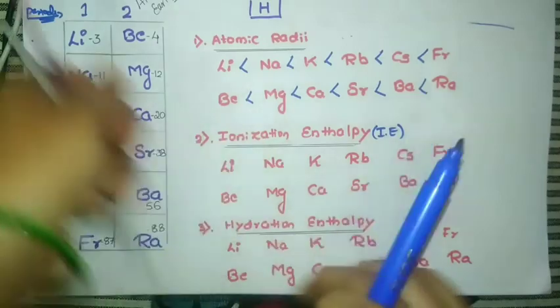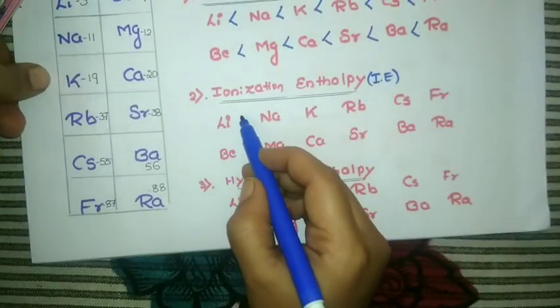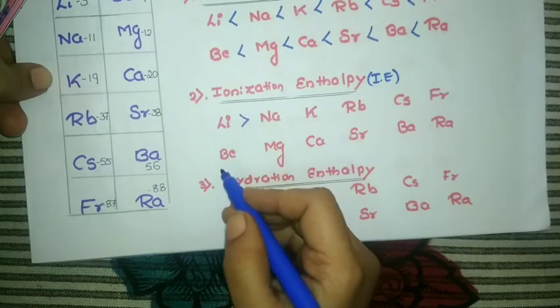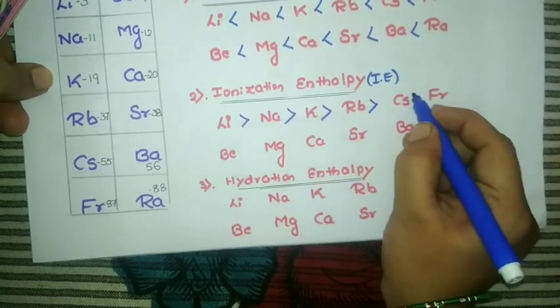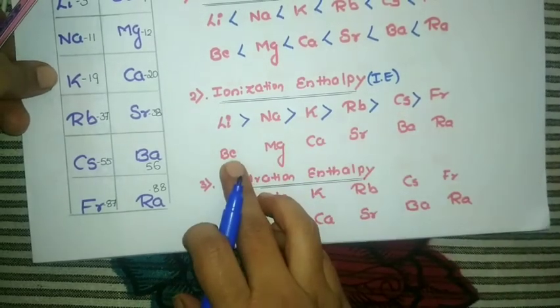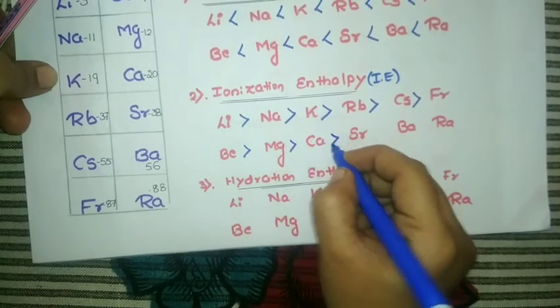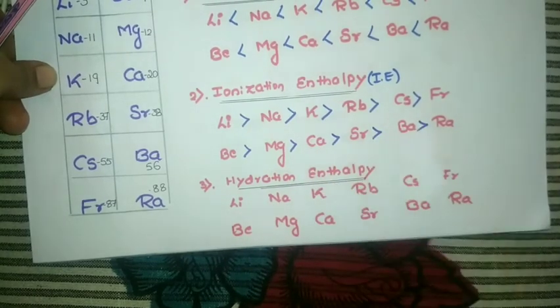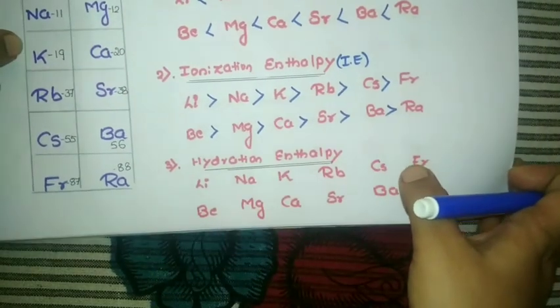Here I can write the trend. Lithium will have the highest ionization energy, followed by sodium, potassium, rubidium, cesium and francium. Next, beryllium will have the highest ionization energy, followed by magnesium, calcium, strontium, barium. This is the trend. So that is about the second atomic trend.